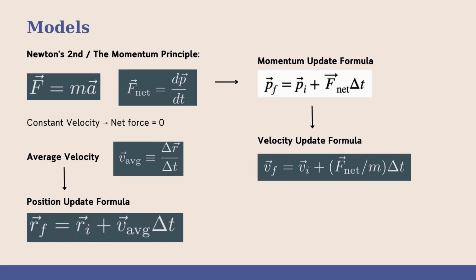We also have the average velocity formula, change in position over change in time, which we're going to use to calculate the initial velocity of the object using our first two data points from Tracker. And from here, we can also derive the position update formula: final position is equal to initial position plus average velocity times the change in time, to predict the object's position over time.